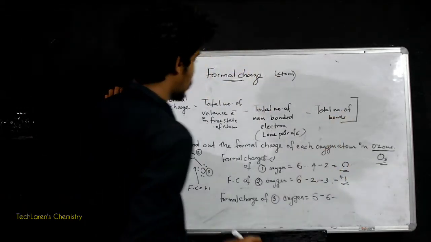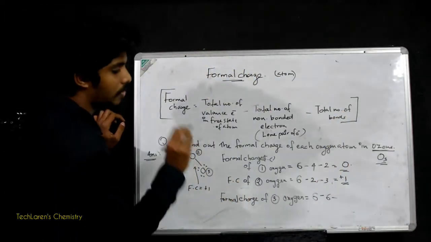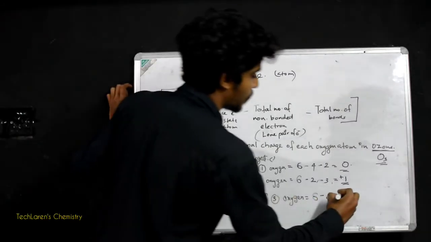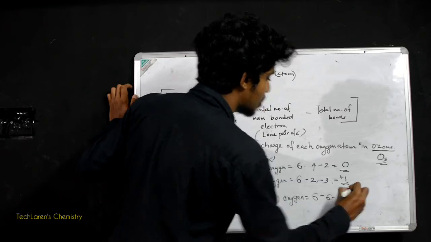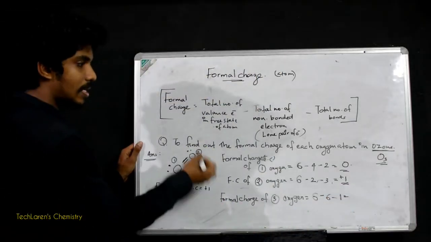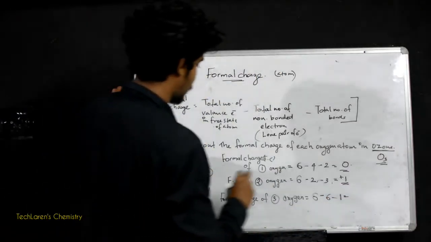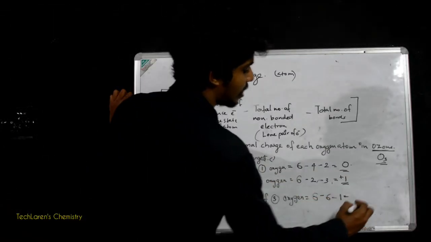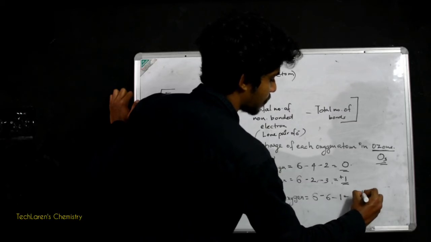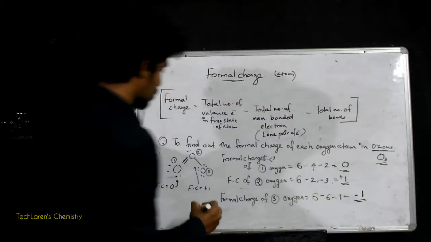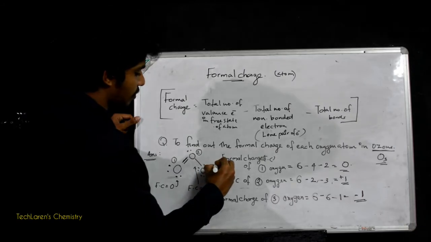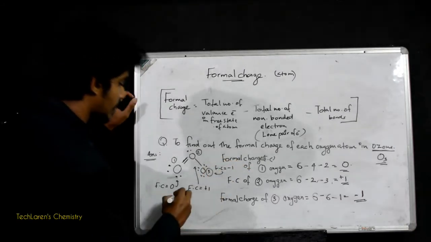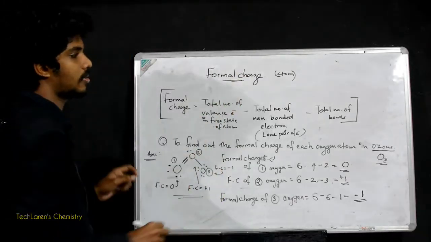Then the total number of bonds is equal to 1, as one bond is present between the third oxygen and the second oxygen. So the formal charge of the third oxygen in the ozone molecule is 6 minus 7, which is equal to minus 1. So the formal charge of the third oxygen is minus 1.